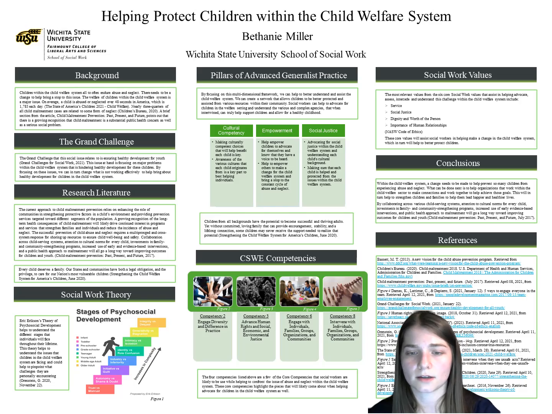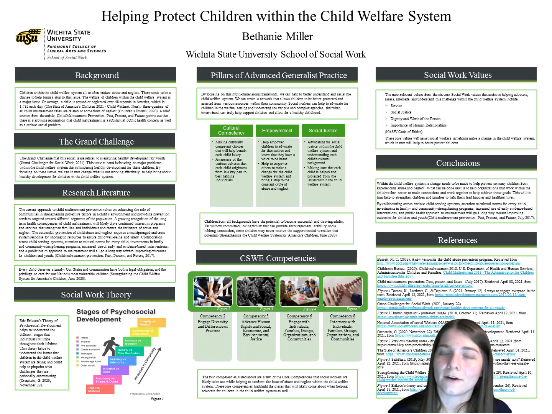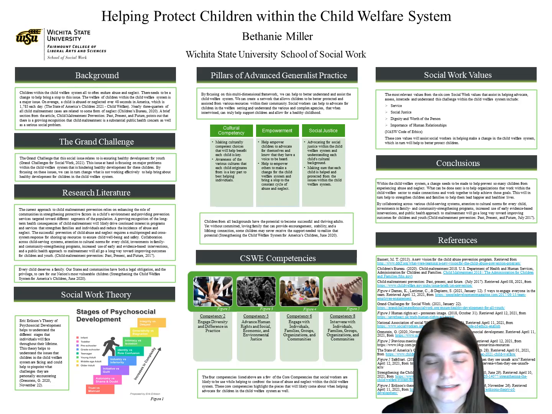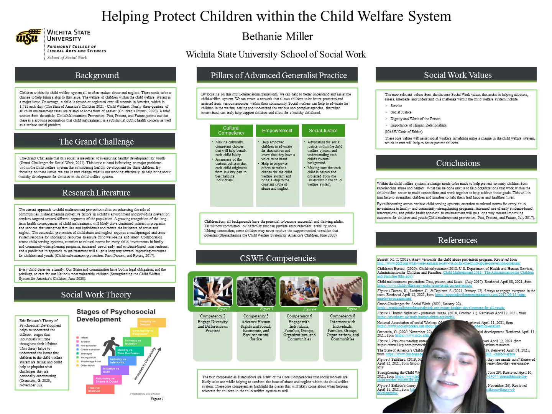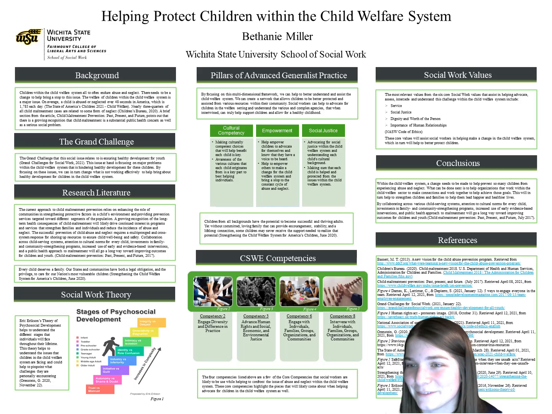So next, I want to focus on the CSWE competencies, and I felt like competencies 2, 3, 6, and 8 fit very well. I think that these 4 competencies listed above are a few of the core competencies that social workers are likely to use while helping to confront the issue of abuse and neglect within the child welfare system. These core competencies highlight the pieces that will likely come about when helping advocate for children in the child welfare system as well.